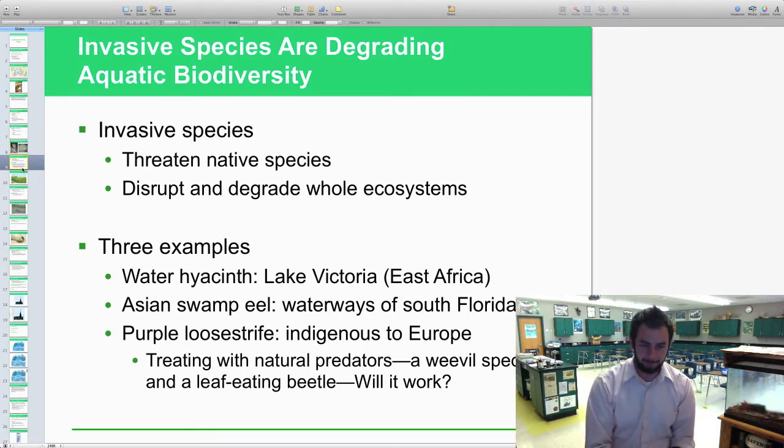all throughout the wetlands. So one of the ideas that they had was treating it with a natural predator, a weevil species, and a leaf-eating beetle. Will it work? They don't quite know yet, but there are some tests going on with that.